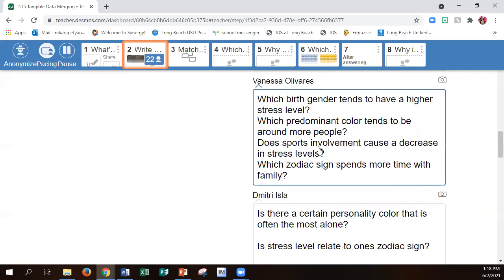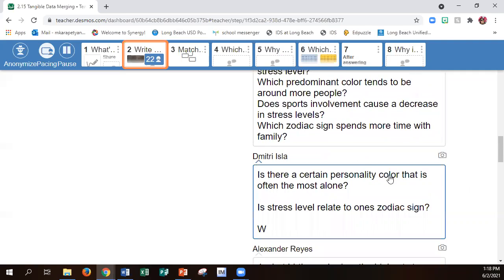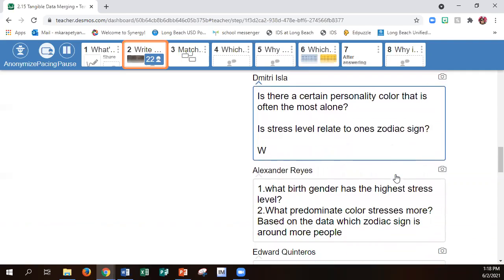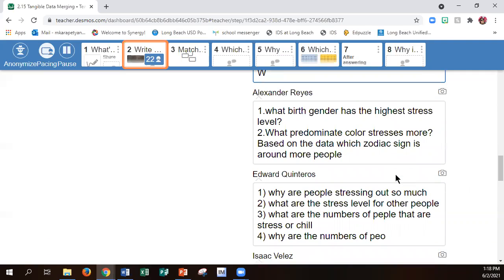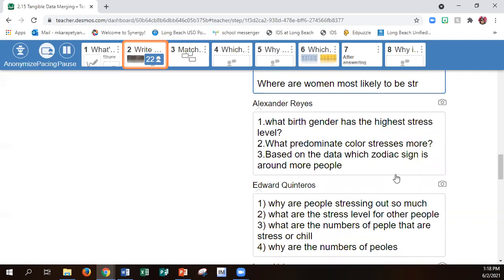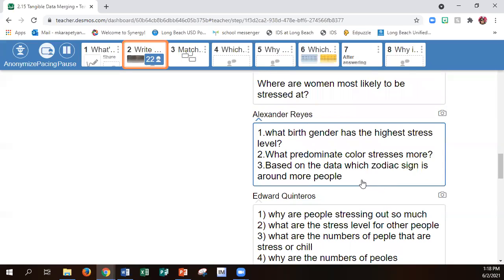Which birth gender tends to have a higher stress level? Yeah. Predominant color tends to be around more people. Sports involvement cause decrease in stress. Yes, I like that question. Which zodiac sign spends more time with family? Dimitri's still working there. Alex, you got 2 going for you. What birth gender has the highest stress level? What predominant color stresses more based on the data? Which zodiac sign is around more people?